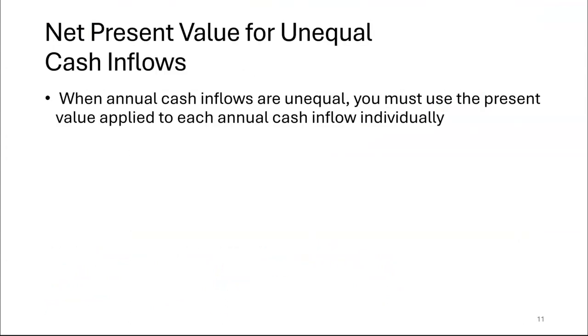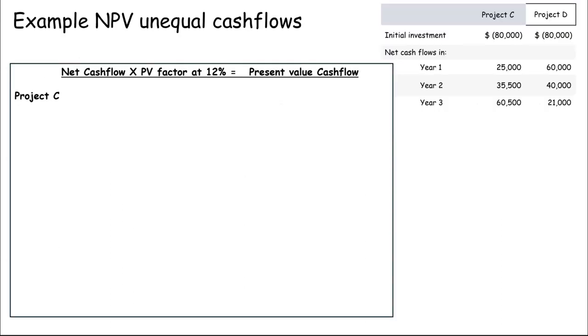Now, net present value for unequal cash flows. When you have unequal cash flows, you've got to use the present value for each year. So here is an example. We have project C and D. They both require an initial investment of $80,000, but they have unequal cash flows.